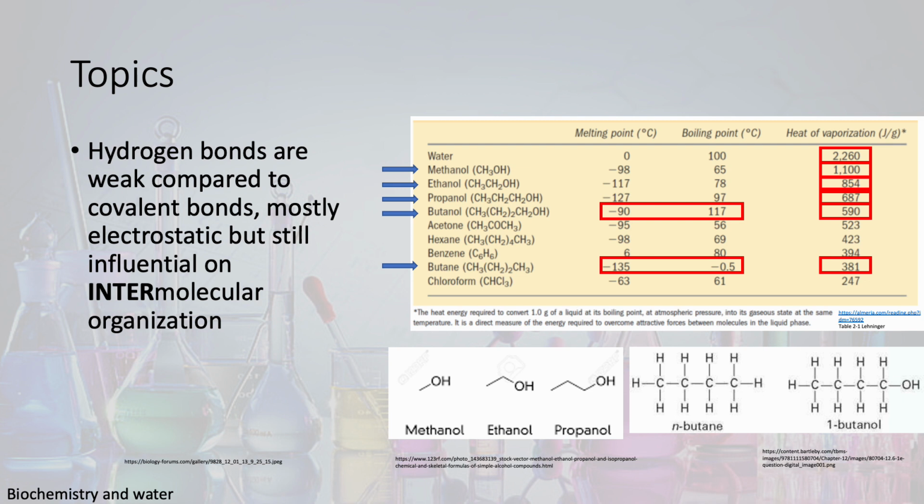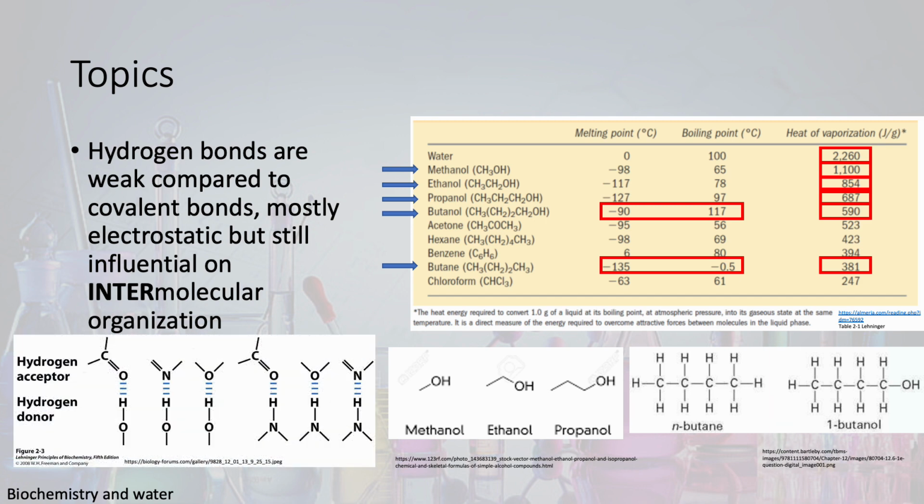And then our melting point decreases from negative 90 to negative 135. So substituting that alcohol group for hydrogen, from butanol to butane, drastically changes the strength of the intermolecular forces between molecules of butane versus molecules of butanol. So hopefully that really drives home the strength of hydrogen bonds.